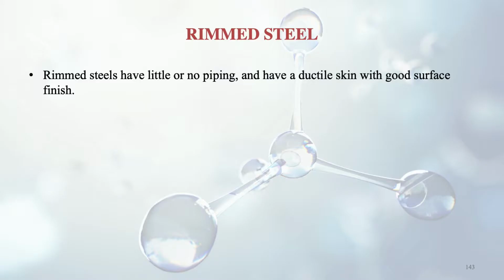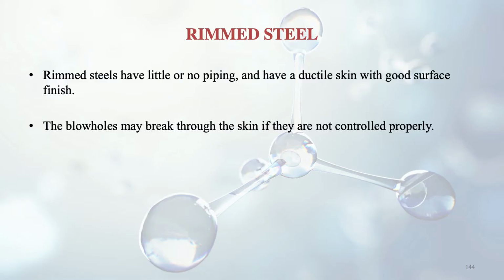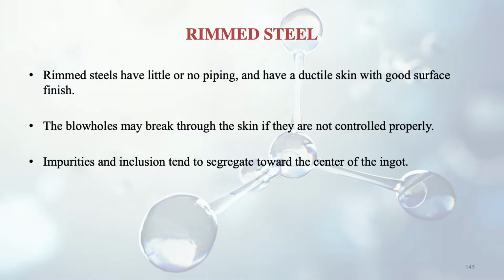Rimmed steels have little or no piping. Again, no piping effect is there, so this negative thing is going out, and they have a ductile skin with good surface finish. So rimmed steel has got very good surface finish. The blowholes may break through the skin if they are not controlled properly. So the blowholes have to be controlled, otherwise they may break through the skin, and then the negative effect comes in. Impurities and inclusions tend to segregate toward the center of the ingot.